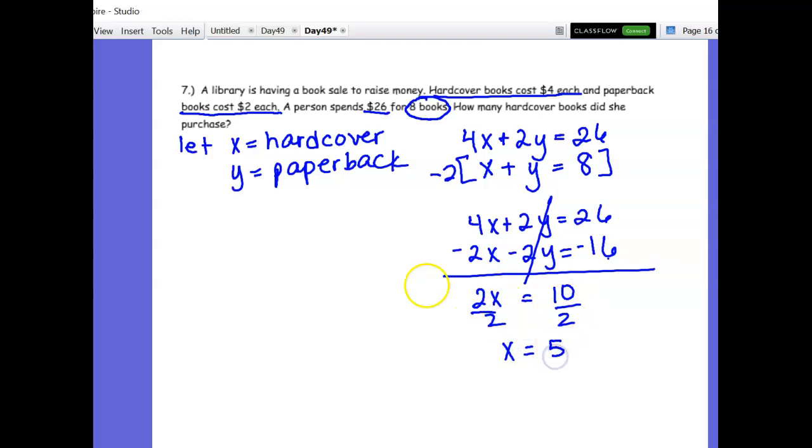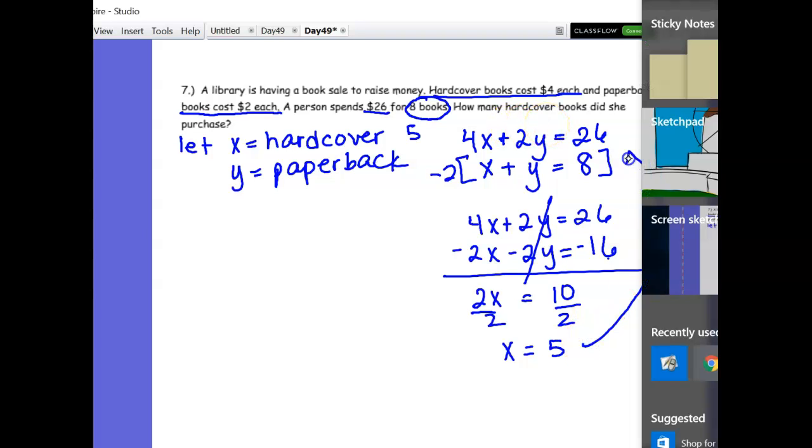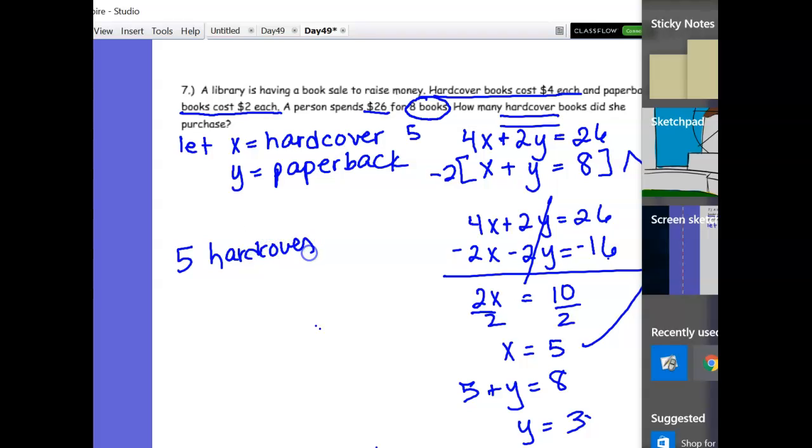That means I bought 5 hardcover books, and actually I don't even need to figure out how many paperbacks, but if I did, I can plug it back in. Okay, plug it back in, and we get 5 plus y is equal to 8, so our y would be 3. But in this case, we only need to know how many hardcover books, so the answer would be 5 hardcover books.